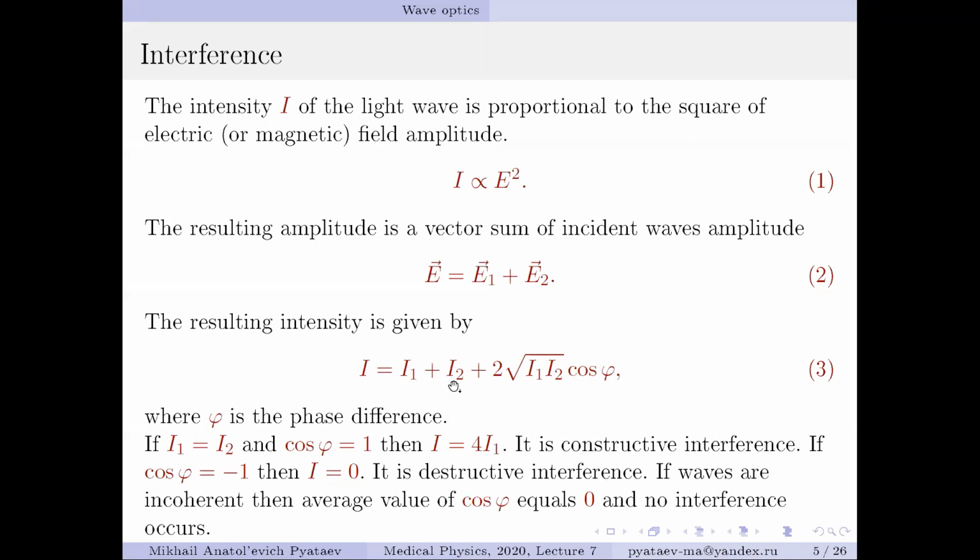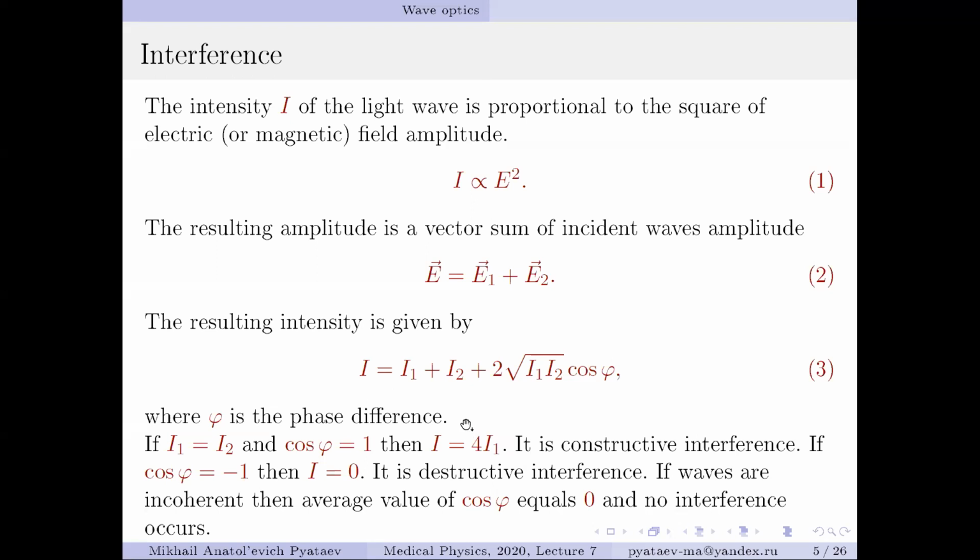And the interference leads to redistribution of wave energy. Some points get higher energy, some points get lower energy. This is a wave phenomenon which appears if we deal with sizes which are of the same order as wavelengths. For example, for light, these are very small sizes. Light has wavelengths of about half a micrometer.